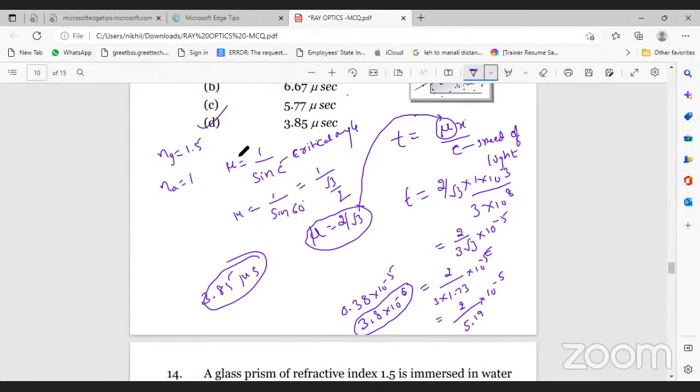Okay, let me stop at this stage. Still 5 more problems are there, so in the next session we'll complete these 5 problems. Then I will take up refraction through prism, so that completes the plane surface. After completing the remaining 5 problems, we'll have a formula discussion on refraction through prism. Is it fine?